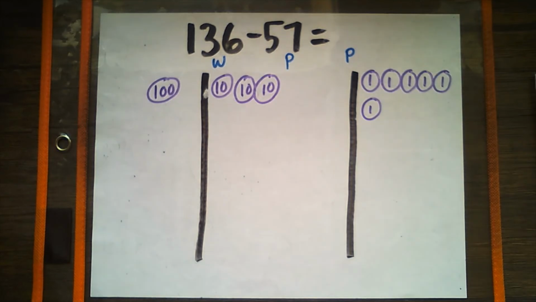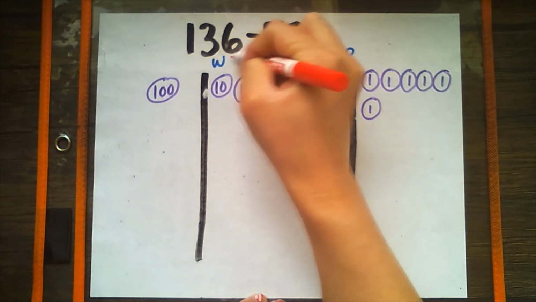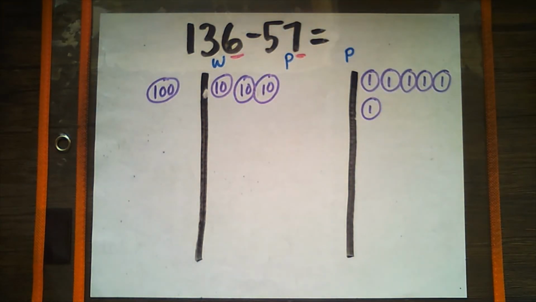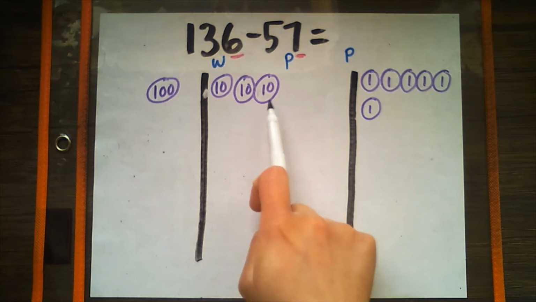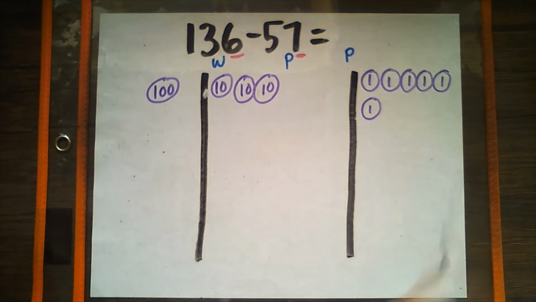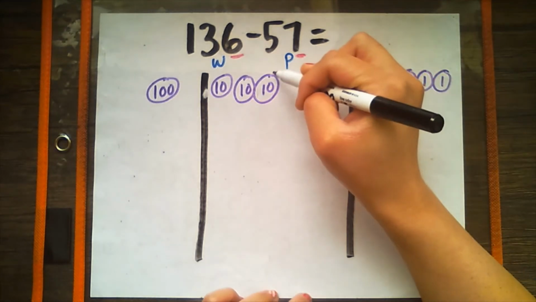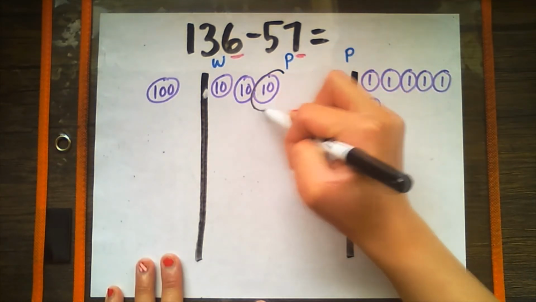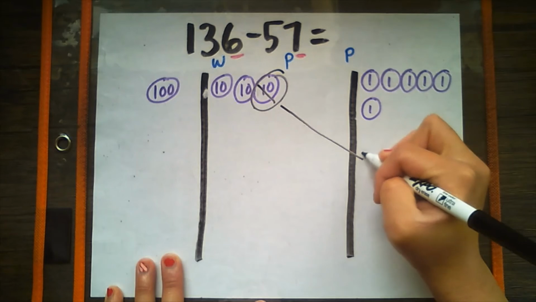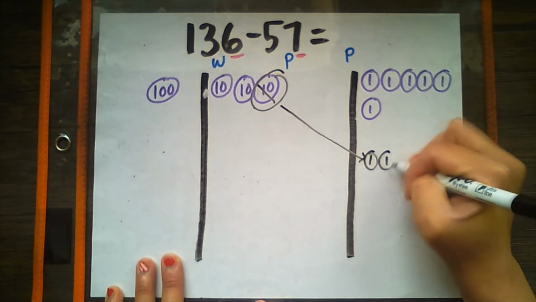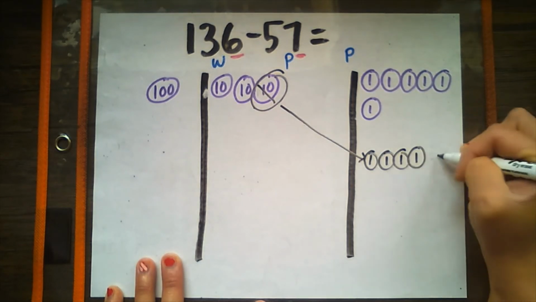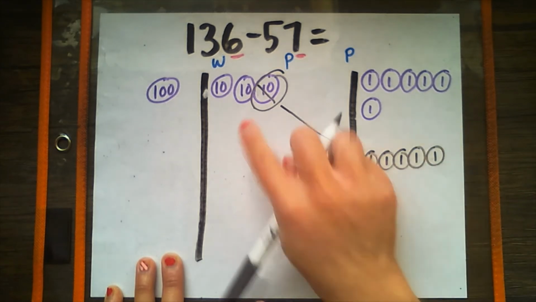136. Can we subtract 7 ones from 6 ones? No. What should we do? Great. We need to unbundle a 10 here. We need to unbundle that. How many ones are in a 10? There are 10 ones in a single 10.